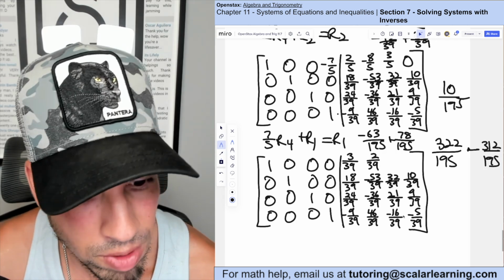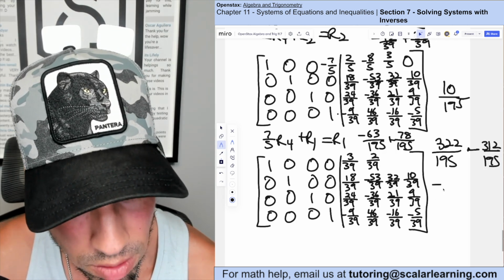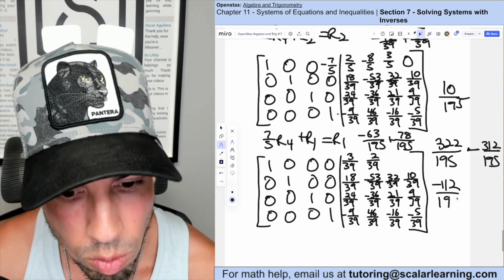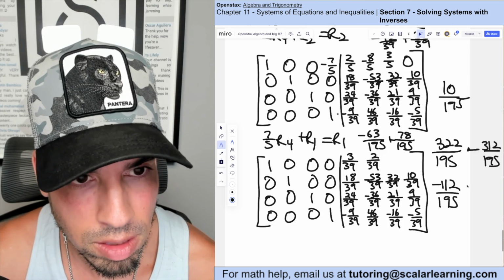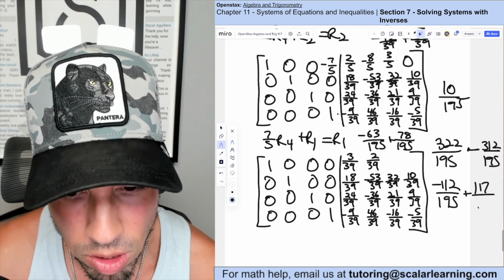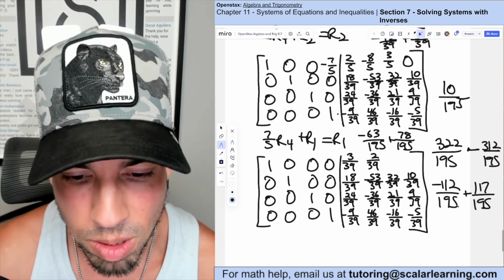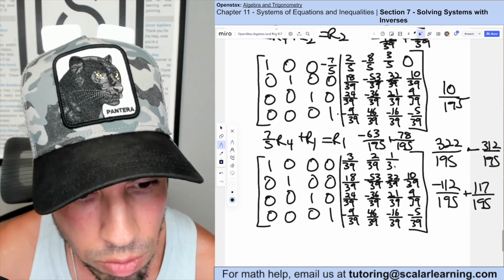Then we got 7/5 times this. 7 times negative 16 is 70, plus 42 is negative 112 over 195, plus 3/5. 3 times 39 is 90, plus 27 is 117. 5 times 39 is 195. That's why we did it, because of the common denominators. Then we get 5 over 195, or 1 over 39.